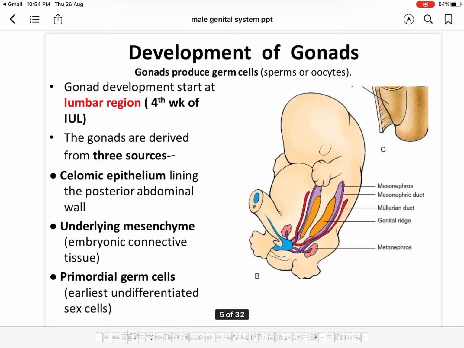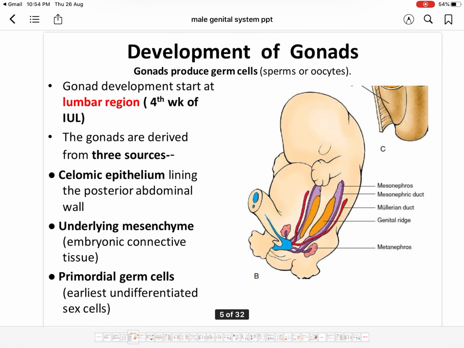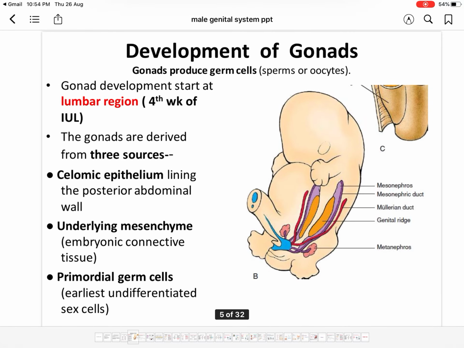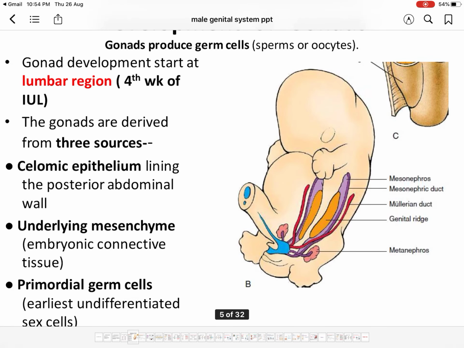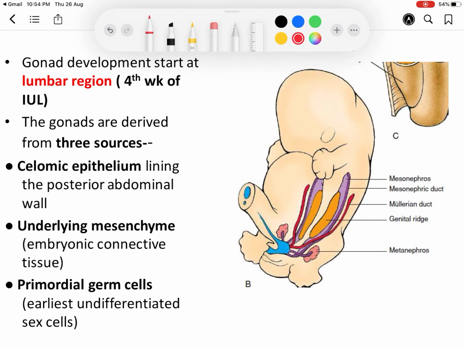Now how are the gonads developed? For the formation of gonads, 3 types of cells are required, or they develop from 3 sources. The first is the coelomic epithelium, the second is the underlying mesenchyme, and the third is the primordial germ cells. Gonad development starts at the 4th week of intrauterine life, at the lumbar region. The first source, the coelomic epithelium, lines the posterior abdominal wall, and it will contribute in formation of the gonad.